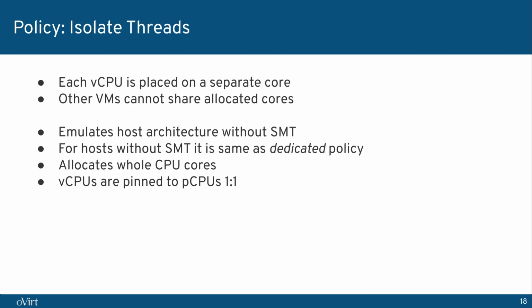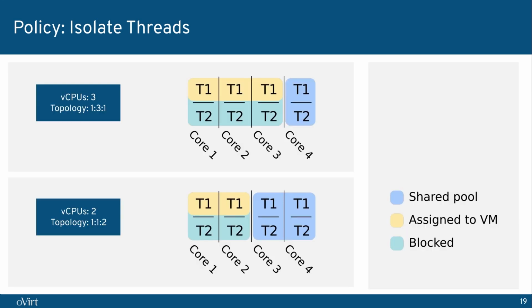The other policy is isolate threads, which does basically a similar thing to dedicated, but it makes sure that each virtual CPU is placed on a separate core, and especially it makes sure that no other VM uses threads on the dedicated cores. So it sort of emulates the architecture without any SMT. And it makes sure that your virtual CPUs are pinned to physical CPUs 1-to-1.